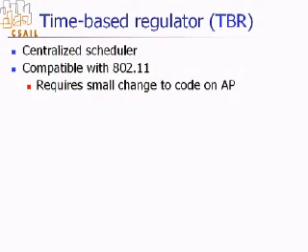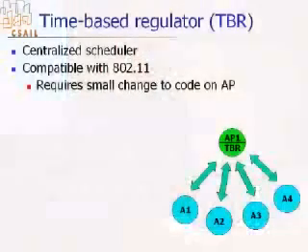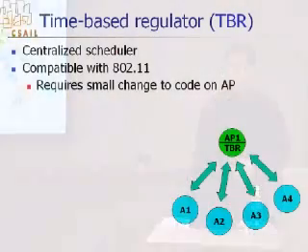Now let's switch gears a little bit. Time-based per link fairness is good. How do we achieve it? We developed 2 solutions. One is centralized, and the second is distributed. This centralized solution was published in USENIX '04. There's a centralized scheduler, and we're going to make it compatible with 802.11.